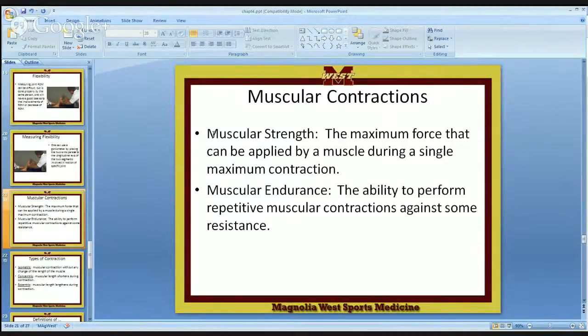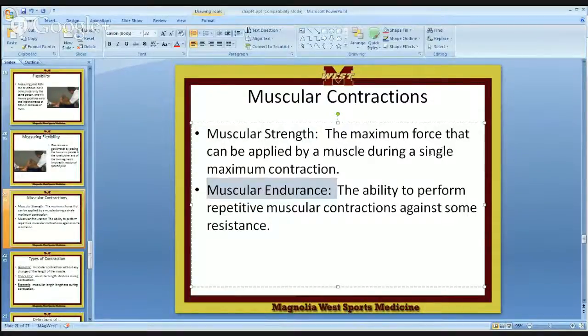Slide 21. You need to know muscular strength and muscular endurance. Remember, strength is a single maximum contraction. Endurance is something done repetitively over and over, like long distance running. Know both definitions. They will be on your test as a fill in the blank.